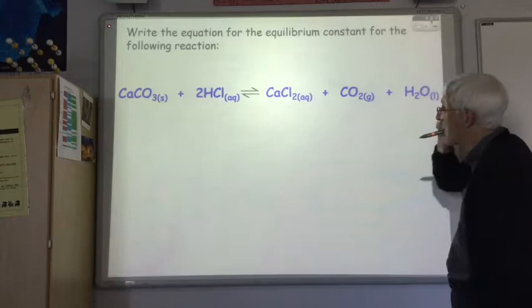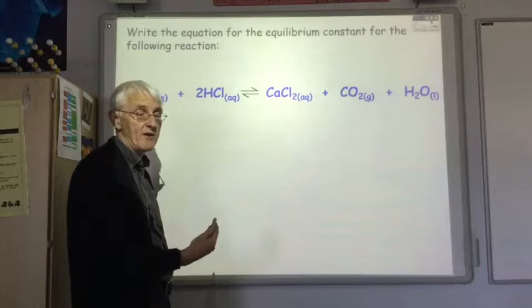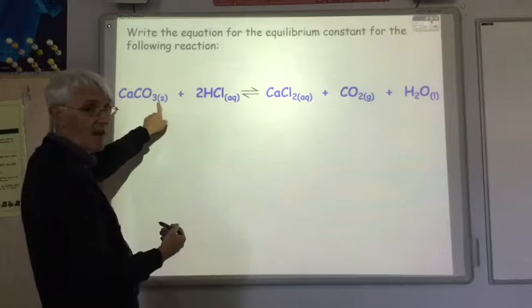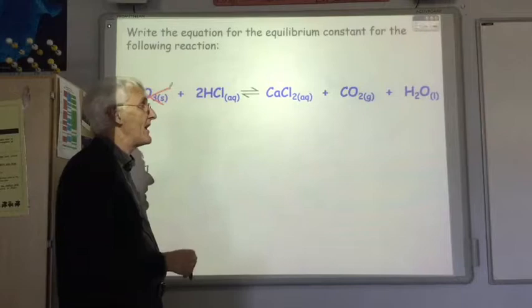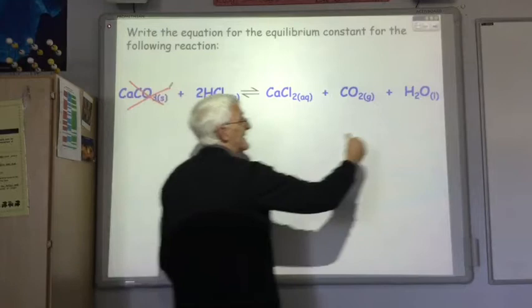Okay, so first thing I want to do is remove anything that's just a pure solid or water that's in that aqueous environment. So we've got a pure solid here, a lump of calcium carbonate, so we can ignore that for the expression of the equilibrium constant. Nothing else is a pure solid. We've got water. Is it in an aqueous environment? Yes, it is. So we ignore that as well.